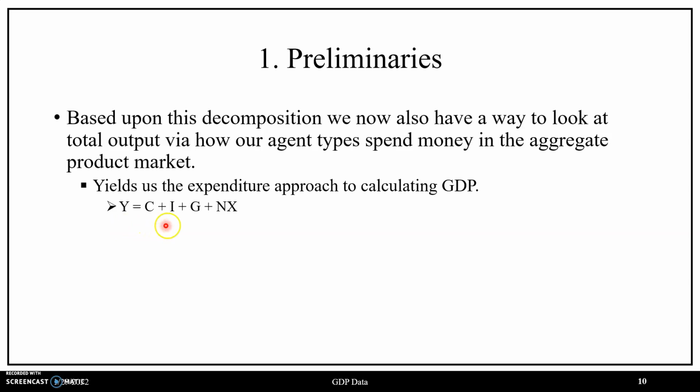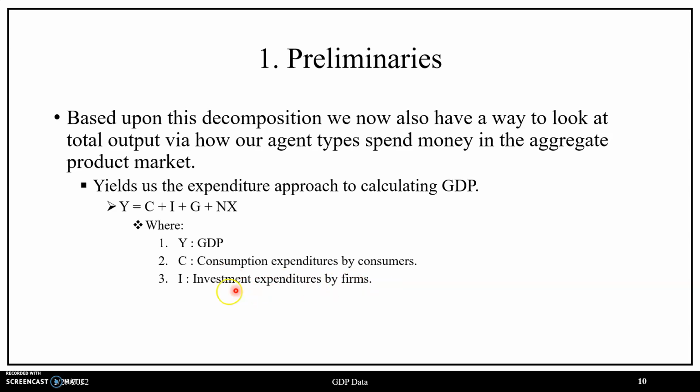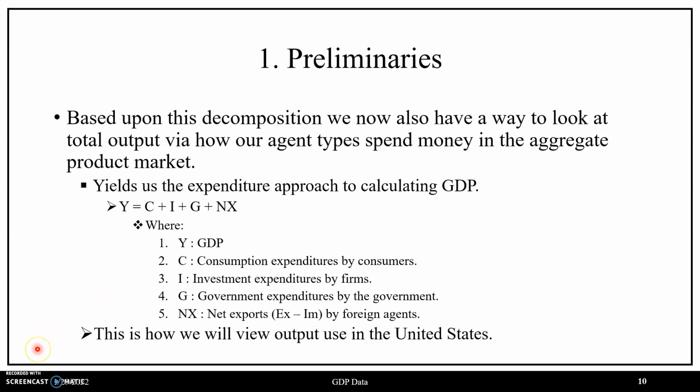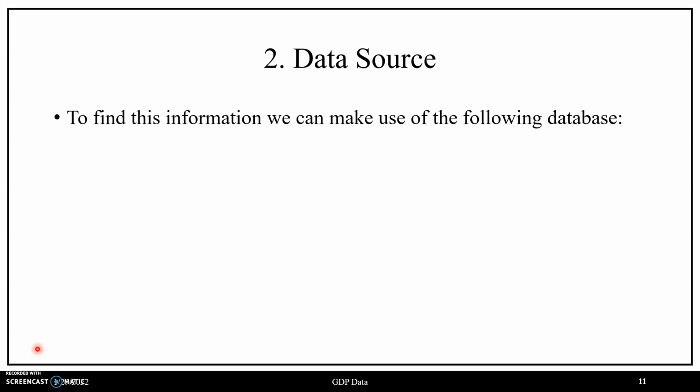Y is equal to C plus I plus G plus NX, where Y is going to be GDP in terms of expenditures on goods and services. C is going to be consumption expenditures by consumers. I is going to be investment expenditures by firms. G is going to be government expenditures by the government. And NX, that is net exports, the difference between exports and imports, is going to be net exports by our foreign agents.